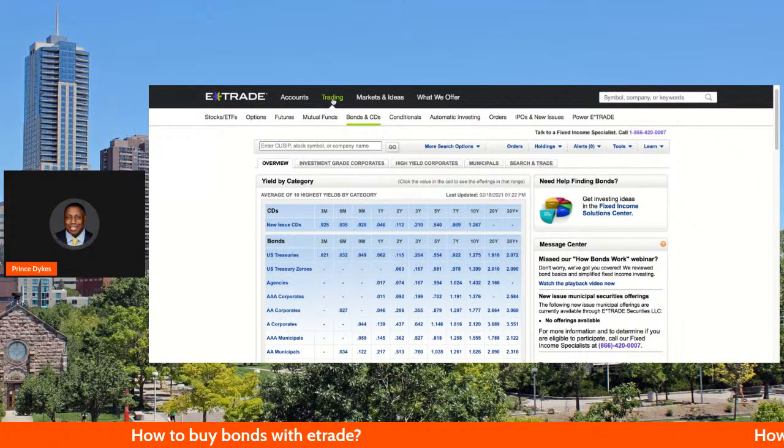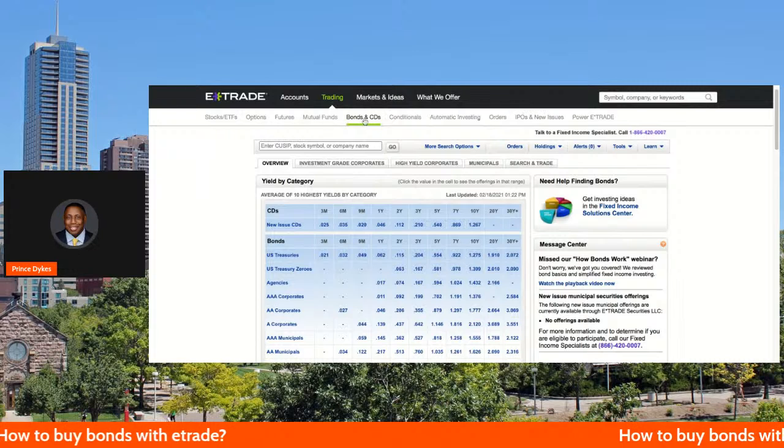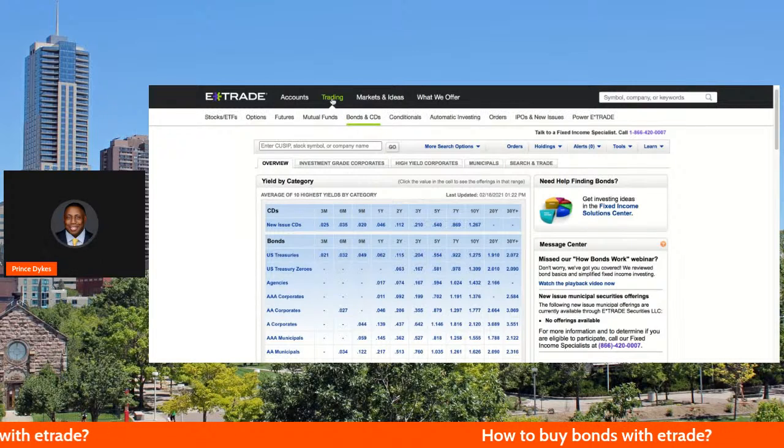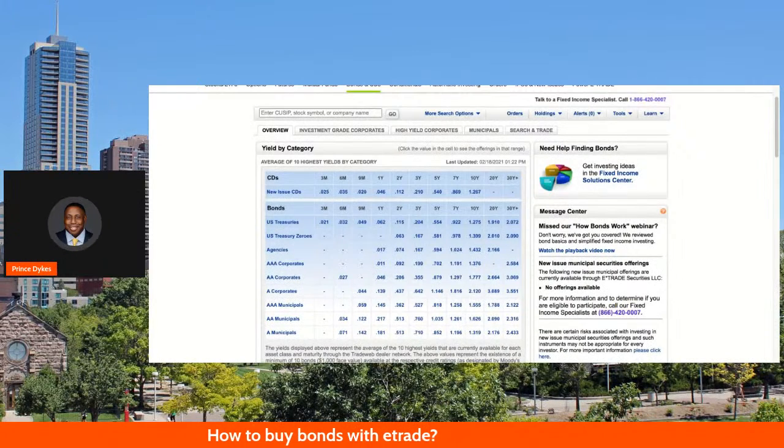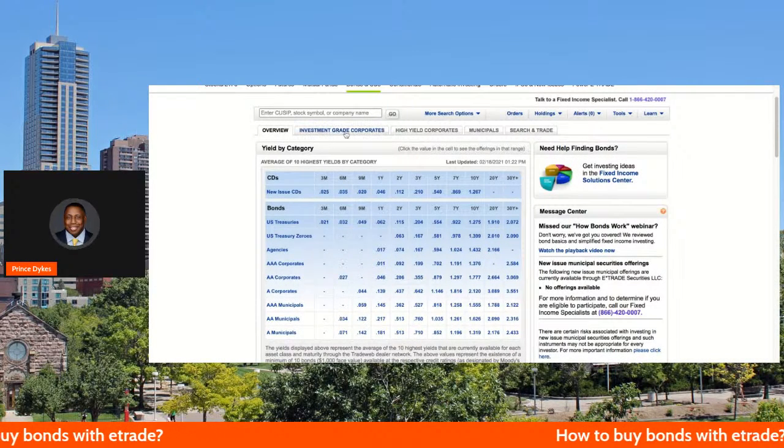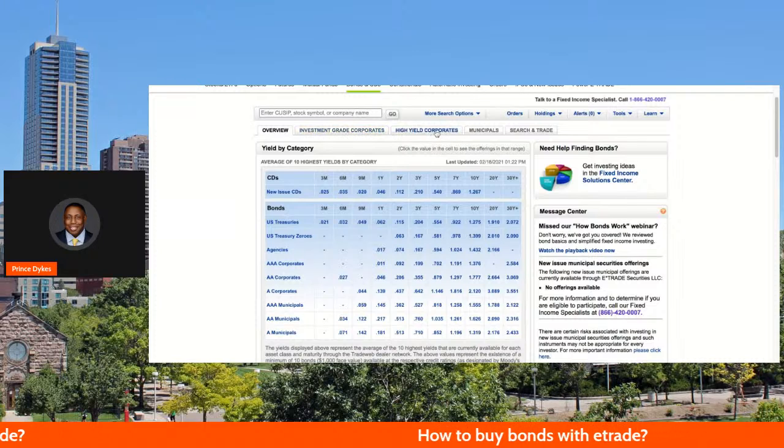Up on the E-Trade, go to trading, then go to bonds and CDs. Once you go to bonds and CDs, it's going to bring you to the screen. This screen here has an overview of bonds. Then it's going to go into investment grade bonds, high yield, municipals, or if you want to search and trade.